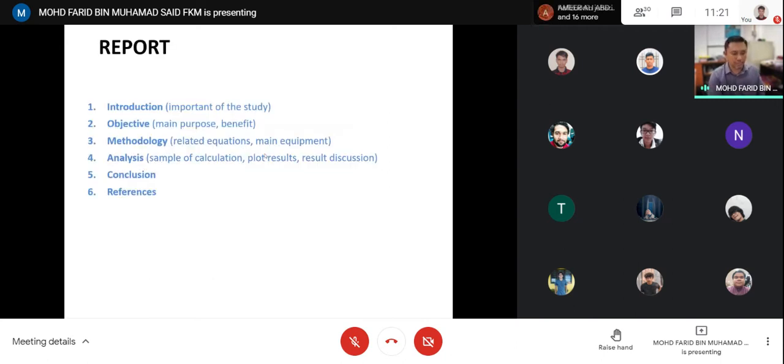Okay, so the report that you need to submit should include all these parameters, all these we call subtopics. The first one is introduction. What I expect from all of you in the introduction is that you explain about internal combustion engine performance. What do you mean by performance? Is it important to be determined?